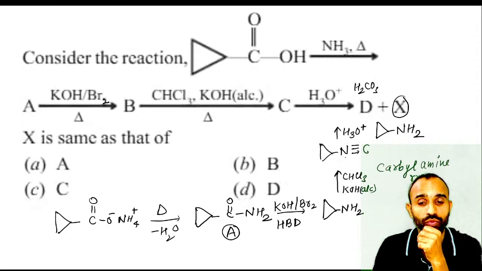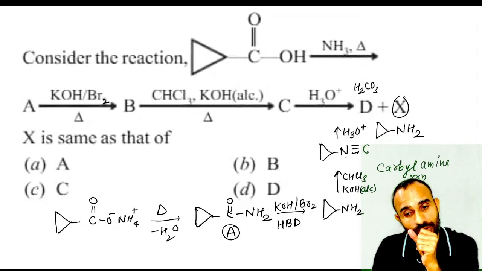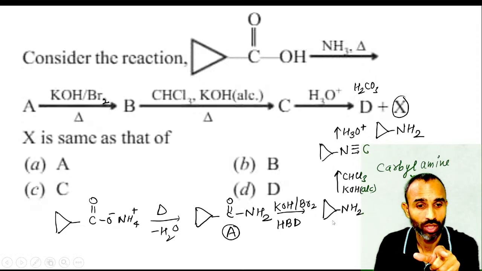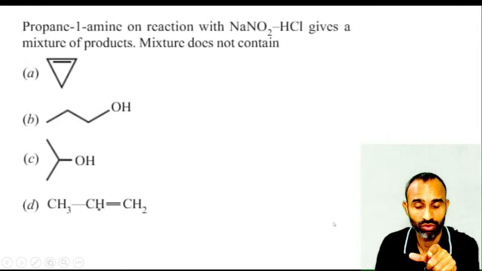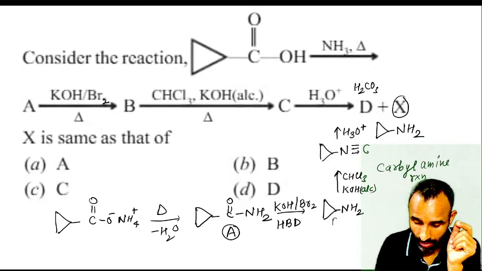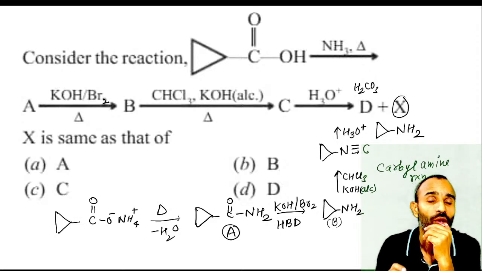Yes, because we start adding H and OH on both sides. So that means D, this X is same as that of B. Okay, no, it is KOH, and yes, it is B. Oh, sorry. Just tell me. No, it's not given.